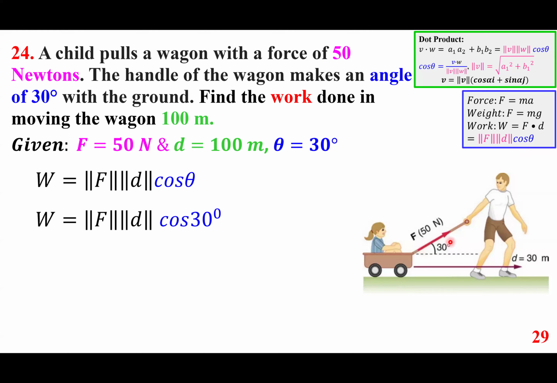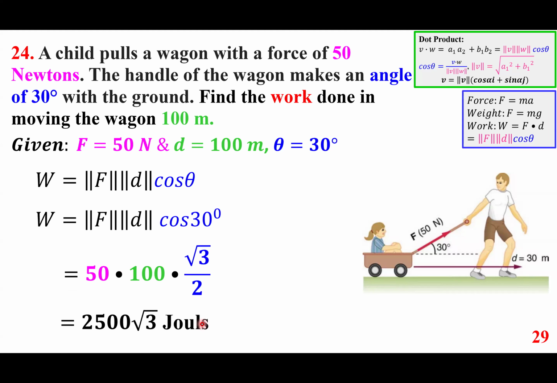Okay, so that is if we were pulling in the same direction without making any angle, then theta would be 0. So this is 50, this is 100, and cosine of 30 is square root of 3 over 2. So this is 5,000 divided by 2, 2,500 square root of 3 joules. And by the way, this is an exact answer. And now we are using the units of SI or metric system.